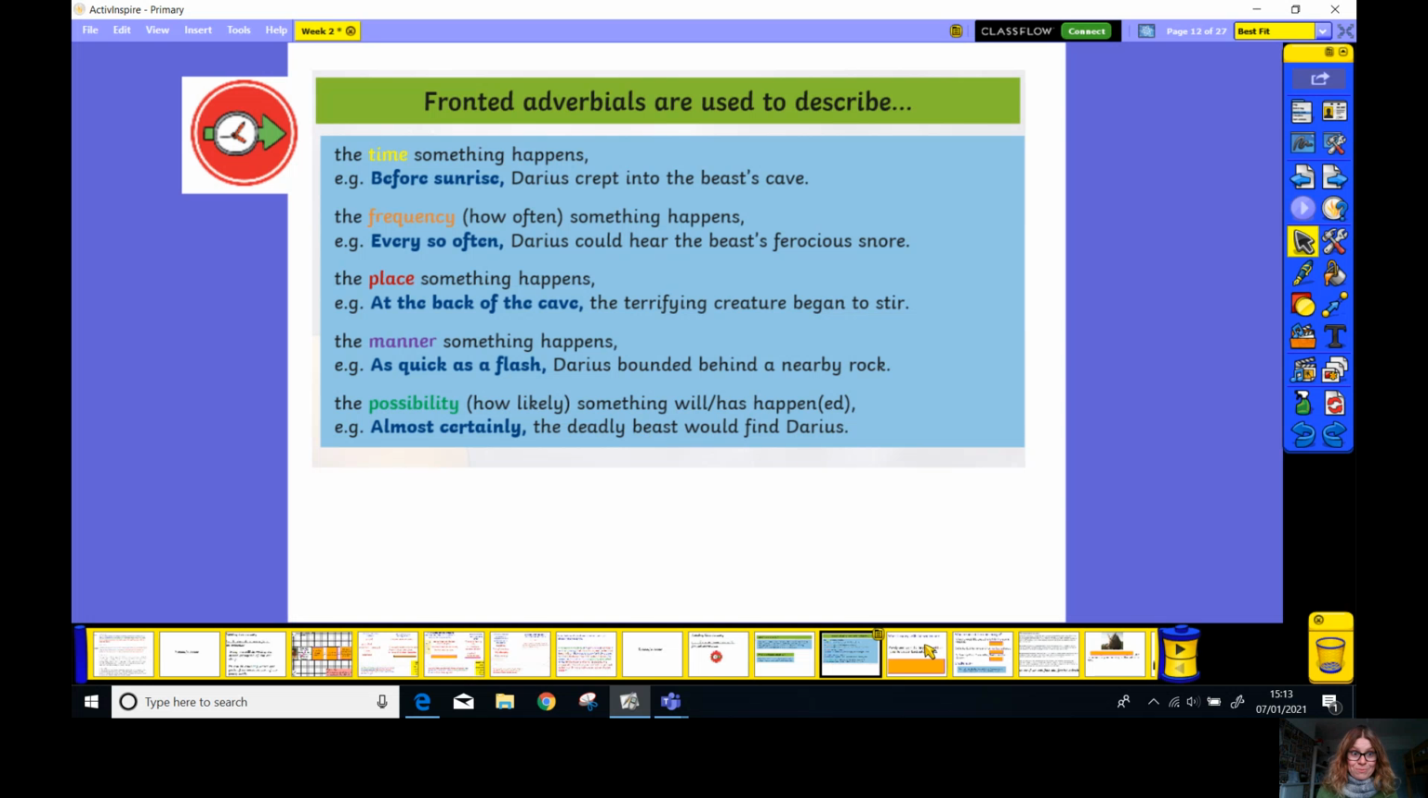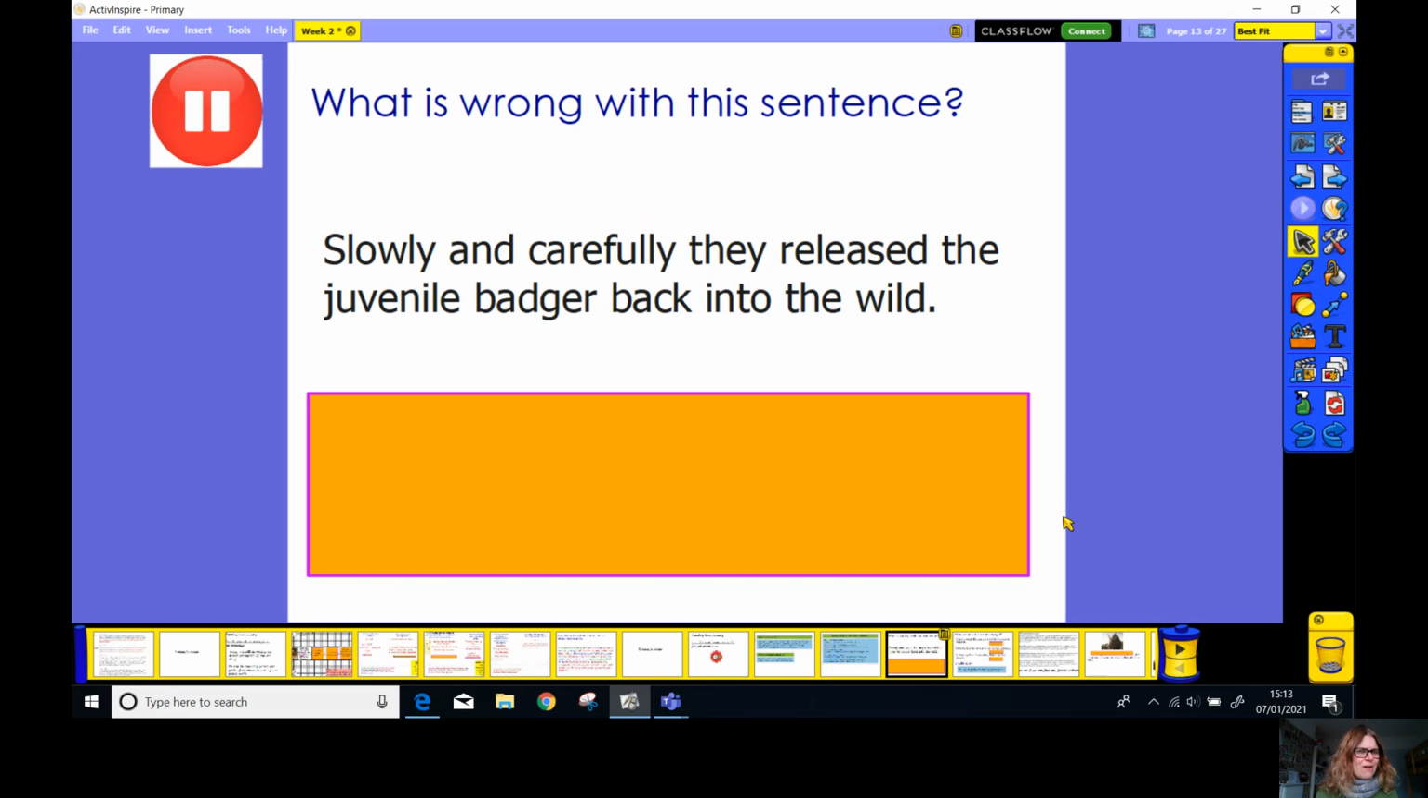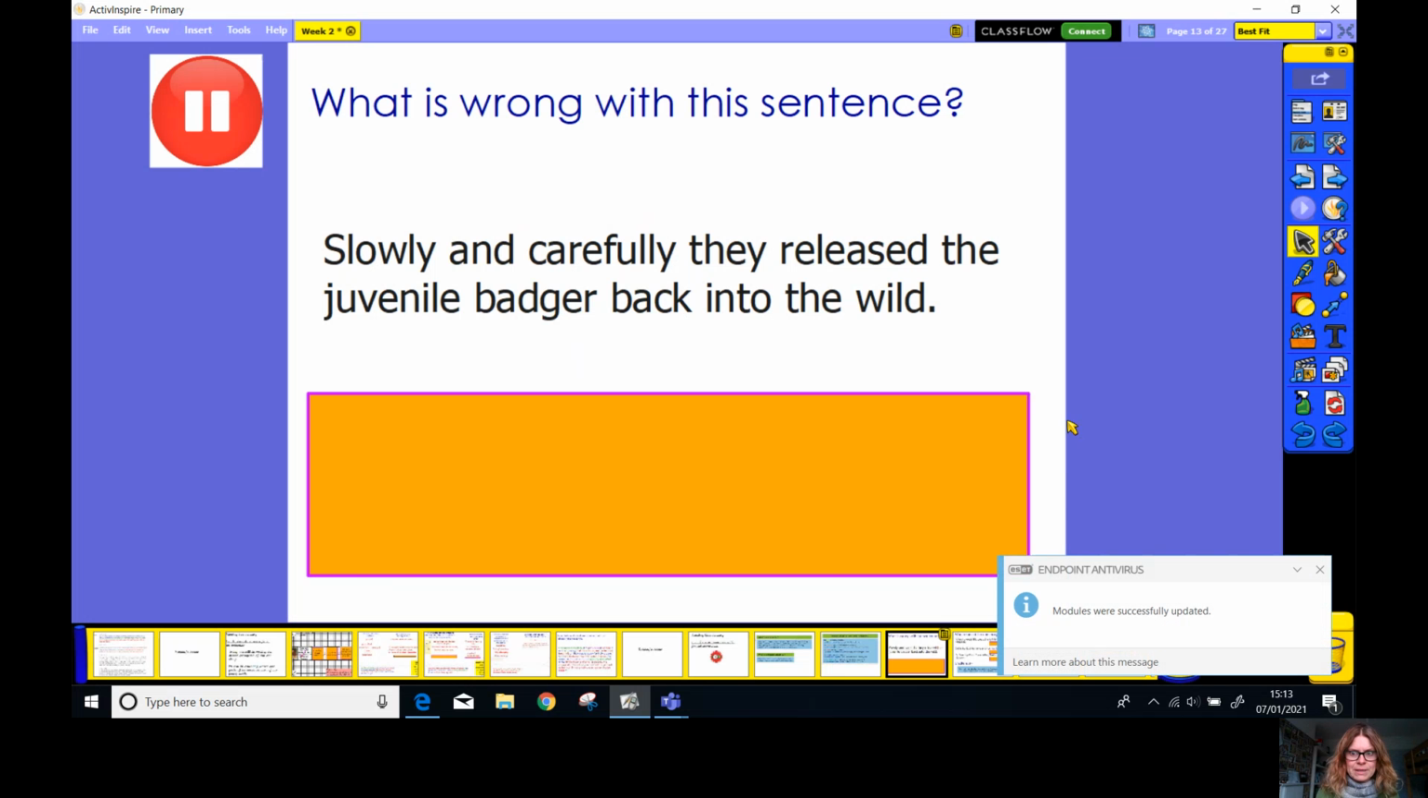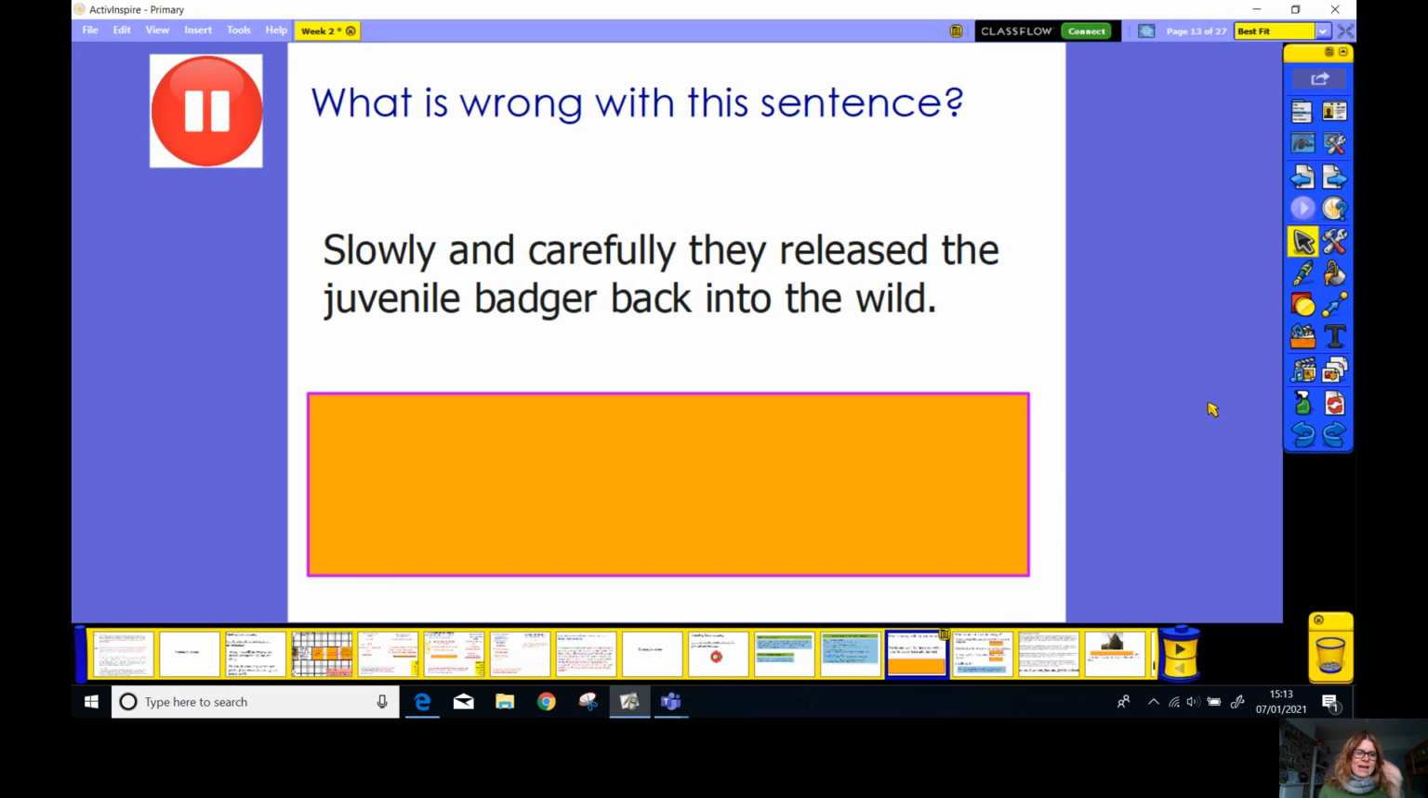Okay, so let's have a look at an example. What is wrong with this sentence is my question. It has got a fronted adverbial in it, but it's not correct at the moment. So let me read it to you. It says this: slowly and carefully they released the juvenile badger back into the wild. So pause the video and perhaps have a chat with your grown-up and notice what is wrong with this sentence.